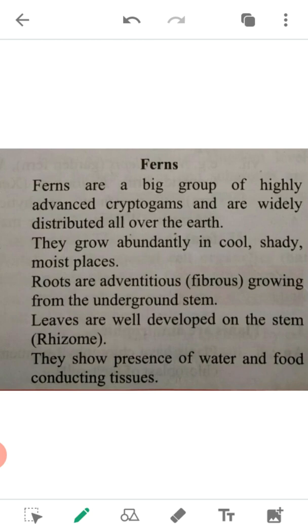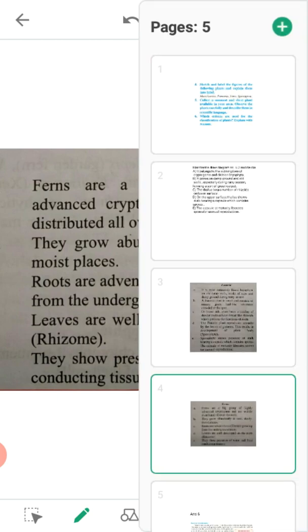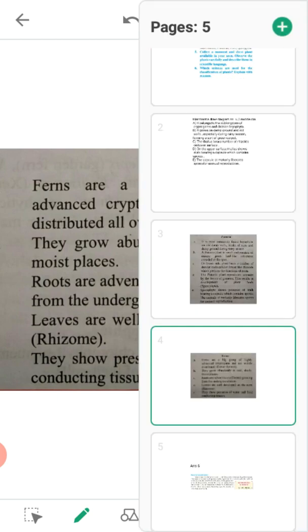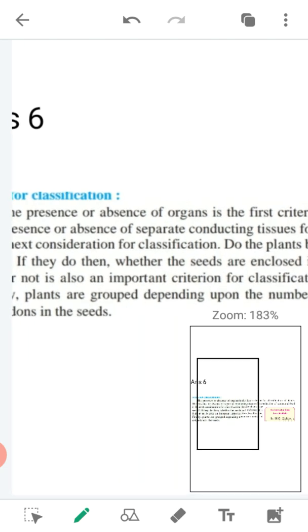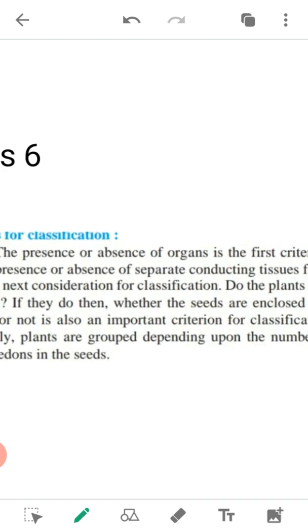After that, the last question, question number 6. Which criteria are used for the classification of plants? Explain with reasons. The answer is on textbook page number 75. See the basis for classification, the first paragraph. That first paragraph is the answer.